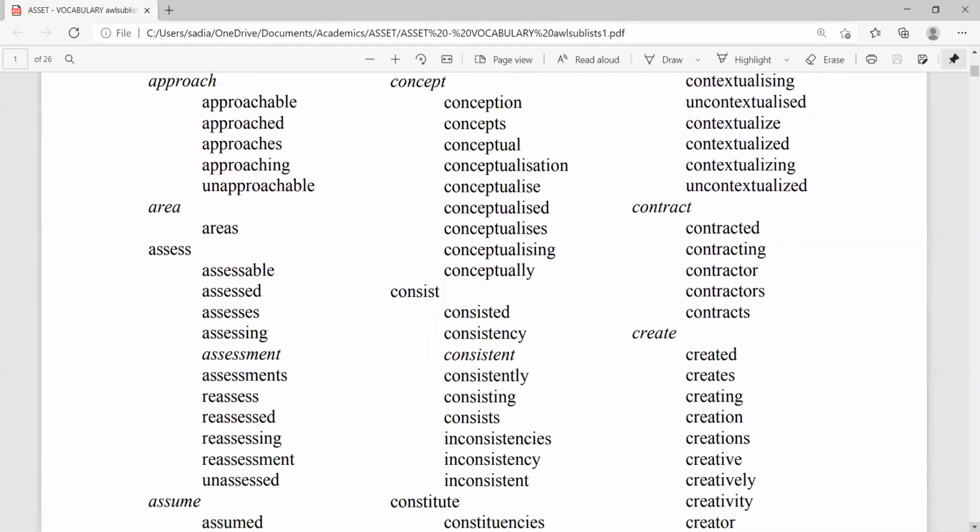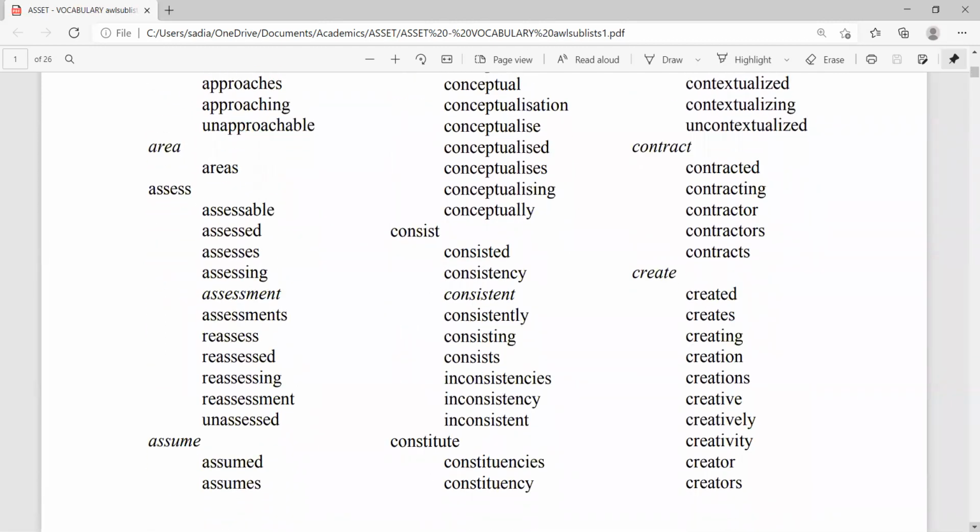Assess, accessible, assessed, assesses, assessing, assessment, assessments, reassesses, reassessed, reassessing, reassessment, unassessed. The way I have guided you previously, look at the inflections. If you're copying the word, take a color pencil, circle those inflections in your note. If it is a prefix, underline the prefix. If it's a suffix, underline the suffix. This is how you understand this academic vocabulary.